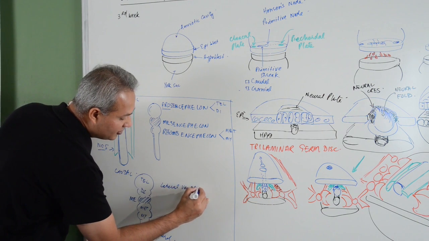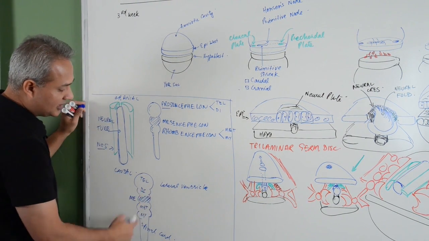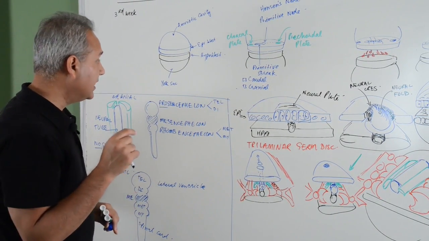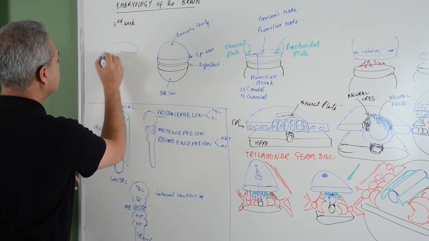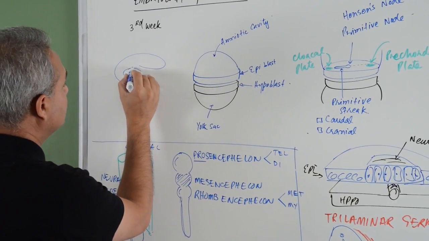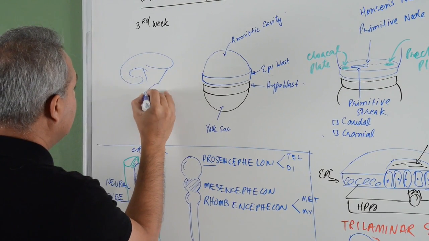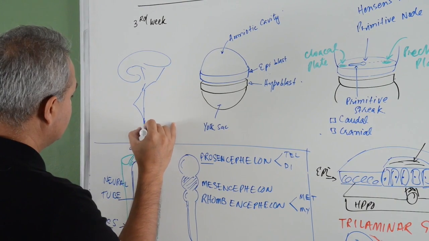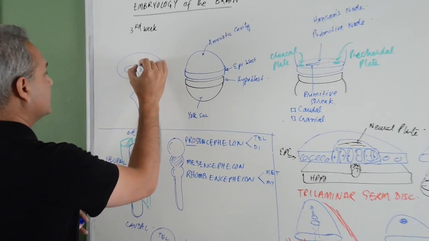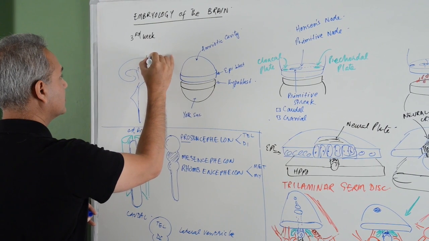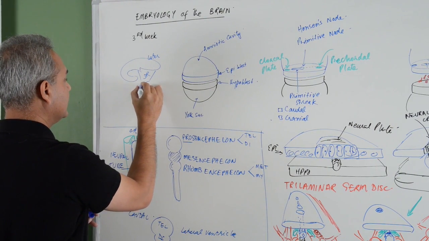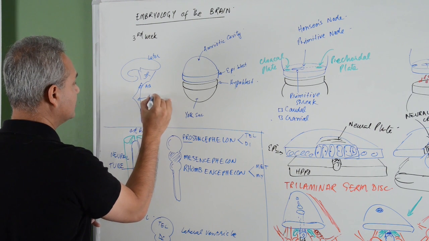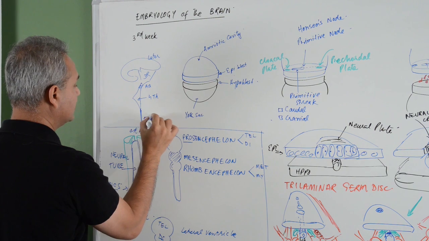So, instead of trying to remember these names and then saying what are the cavities, remember it the other way around. Go with the cavities. Lateral ventricles, so if I make them here: lateral ventricle, third ventricle, aqueduct of Sylvius, then fourth ventricle, right? Then the spinal cord's central canal.